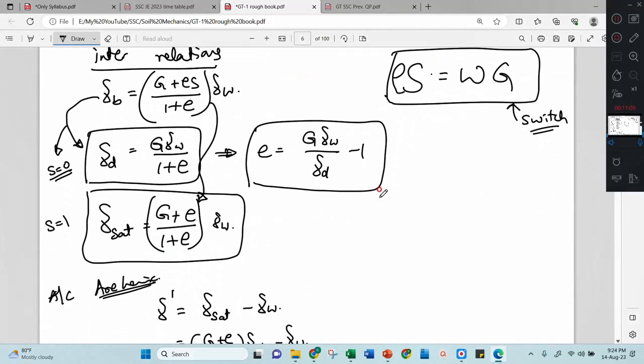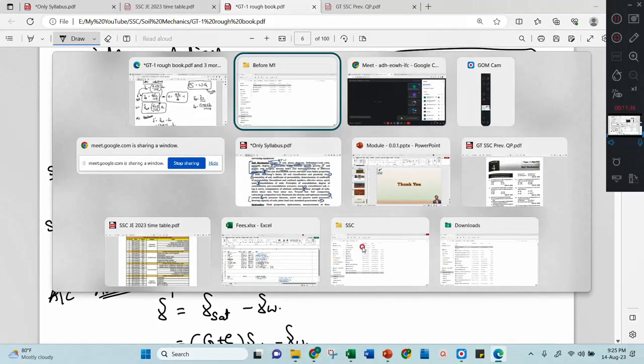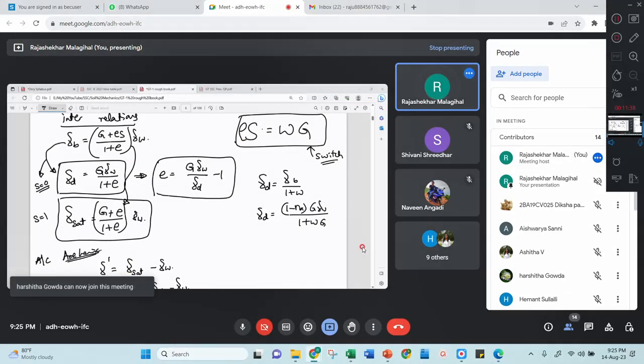Then we have the gamma d equation, like gamma b divided by 1 plus w. Another gamma d equation is (1 minus n) G gamma w divided by 1 plus wG. This is another equation. Okay now? These are all interrelations. You have to learn these formulas by heart. If you have any doubts till now, you can ask.